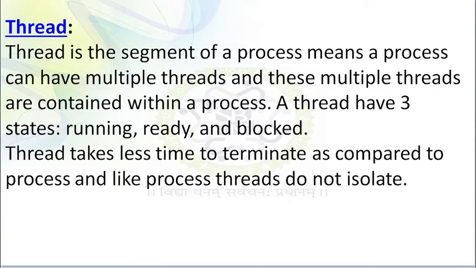If you see, a thread is a segment of a process, meaning a process can have multiple threads, and these multiple threads are contained within a process. Threads have three states: running, ready, and blocked. A thread takes less time to terminate as compared to a process, and unlike a process, threads are not isolated.